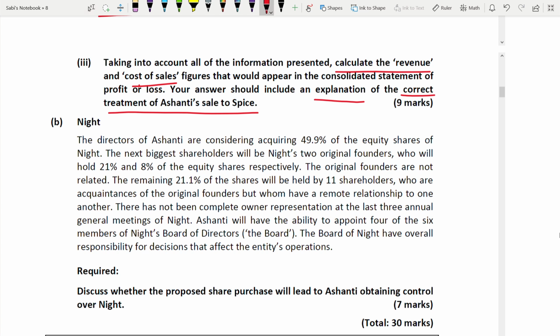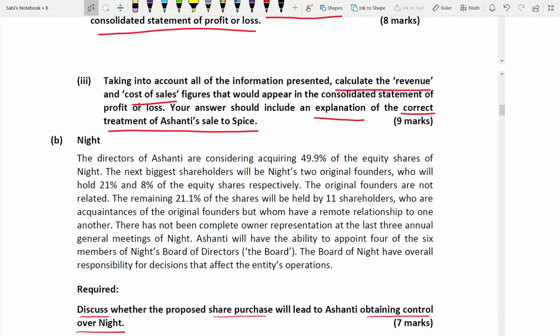Discuss whether the proposed share purchase will lead to Ashanti obtaining control overnight. So here, what they have done, they have proposed the share purchase. But when they are purchasing the shares, will it lead to obtaining control also overnight? Knight is the company. Discuss. Okay, the question asked discuss. Let us see. And it's for 7 marks.